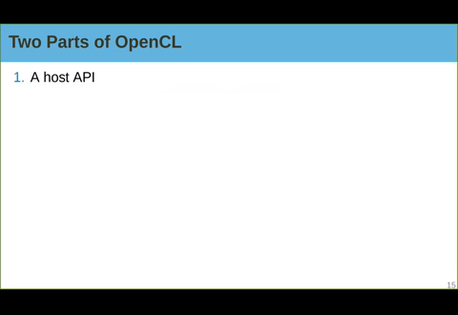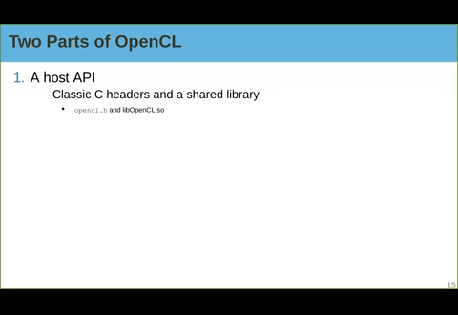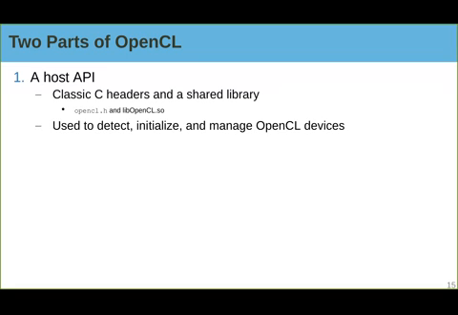OpenCL itself consists of two parts. Sometimes you might see a presentation of OpenCL and get confused about what actually is going on. Think of it as almost like programming a network socket. There's the host API, which is a classic C header and shared library. You just link to it. It's OpenCL.h and libOpenCL.so, and you use this host API to detect, initialize, and manage OpenCL devices. Your C or C++ application uses this to get at the device, no different than opening a socket gets you at the network. It doesn't do anything yet, it just allows you to control it.